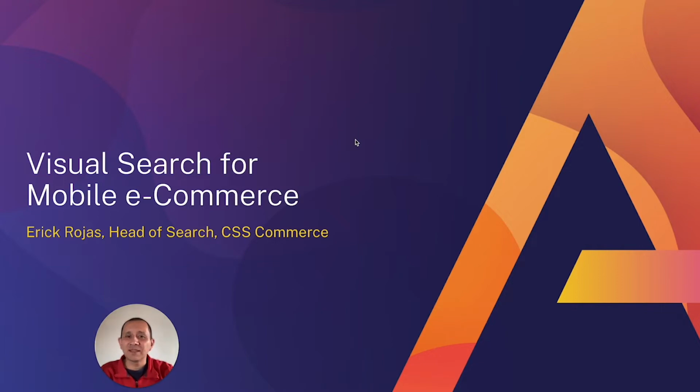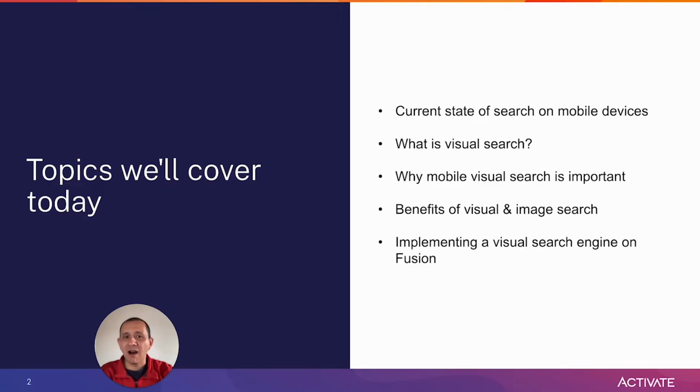So the topics that we'll be going over today are the current state of search on mobile devices, what is visual search, why mobile visual search is important for our businesses, the benefits of having a visual and image search strategy for our websites, and we're going to talk very broadly about how we can implement a visual search engine on top of Fusion.